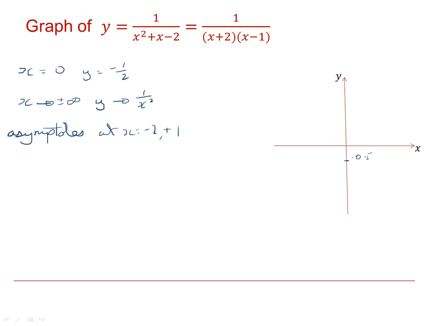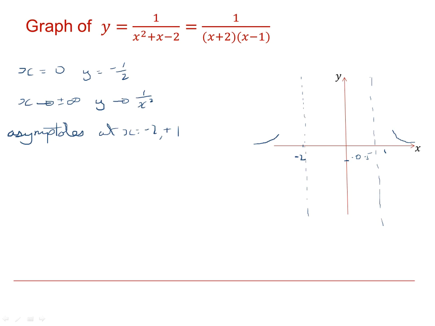If we mark those on our graph, there's an asymptote coming down here at negative 2, vertical asymptote. There's one at 1 here. And we know that for large values it looks like 1 over x squared, so it's here positive and positive. And what about between negative 2 and 1? Well, if we consider that, we can see that between negative 2 and 1, x plus 2 is positive.